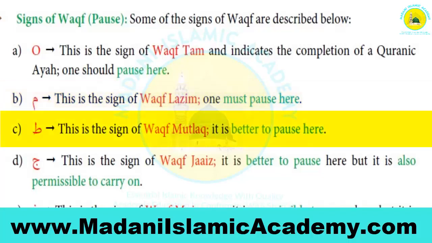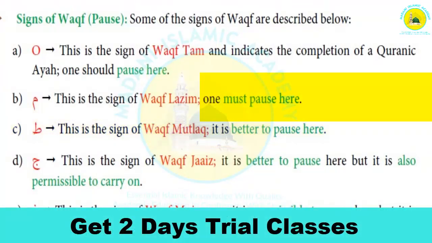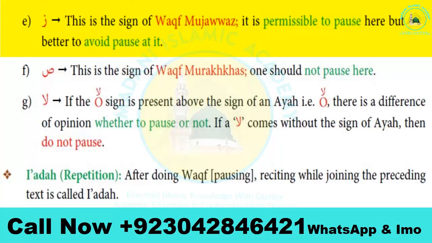Then the next one is ta, waqf mutlaq. It is better to pause here. Then you have the jim. This sign is waqf jaiz. It is better to pause here, but it is also permissible to carry on. The next one, this is the sign of waqf mujawwaz. It is permissible to pause here, but it is better to avoid the pause.